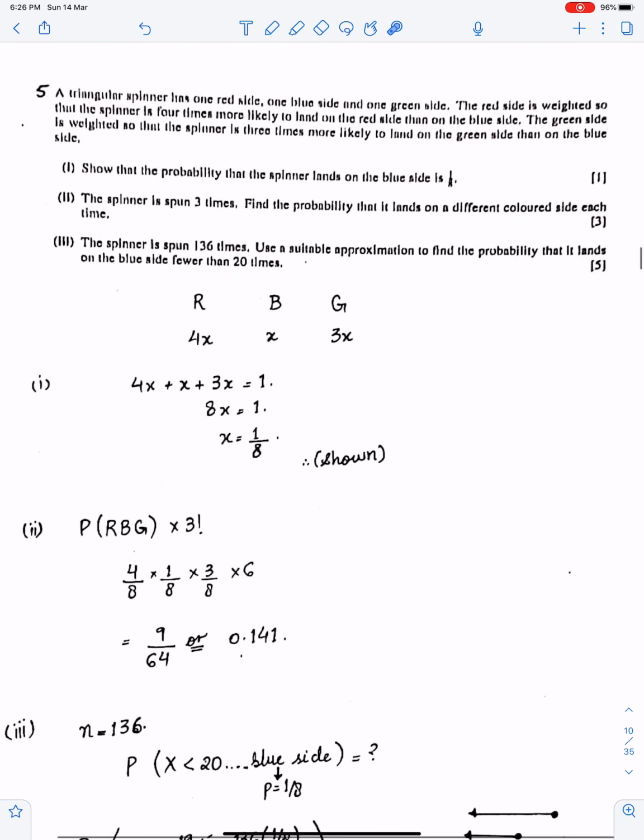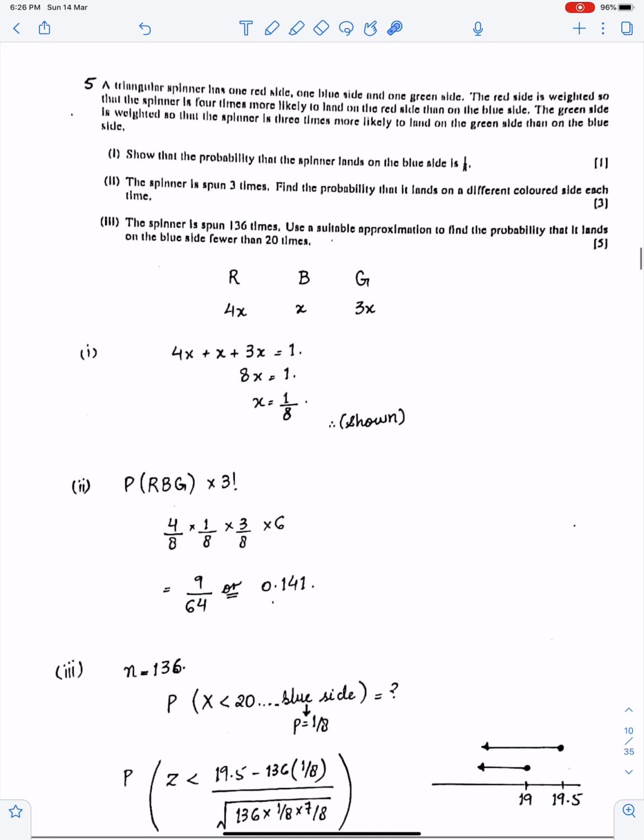Question number 5. A triangular spinner has one red side, one blue side and one green side. The red side is weighted so that the spinner is 4 times more likely to land on the red side than on the blue side. The green side is weighted so that the spinner is 3 times more likely to land on the green side than on the blue side. So you have to compare red and green with blue. If the probability of blue is x, then this will be 4x and this will be 3x, because you are comparing both green and red with blue.